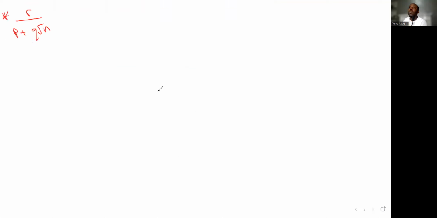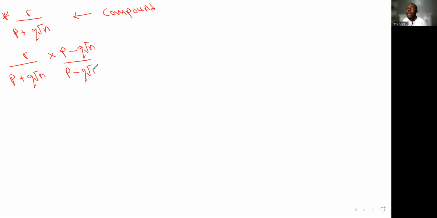But if you look at the next one, what we have at the denominator are what we call the compound surds. If you go to my previous video, I talked about the types of surds. To do the compound surds, you multiply by the conjugate. In the previous video, I explained that when we talk about the conjugate, we're talking about the same surds but different sign. So in this case, you multiply by p minus q root n divided by p minus q root n.